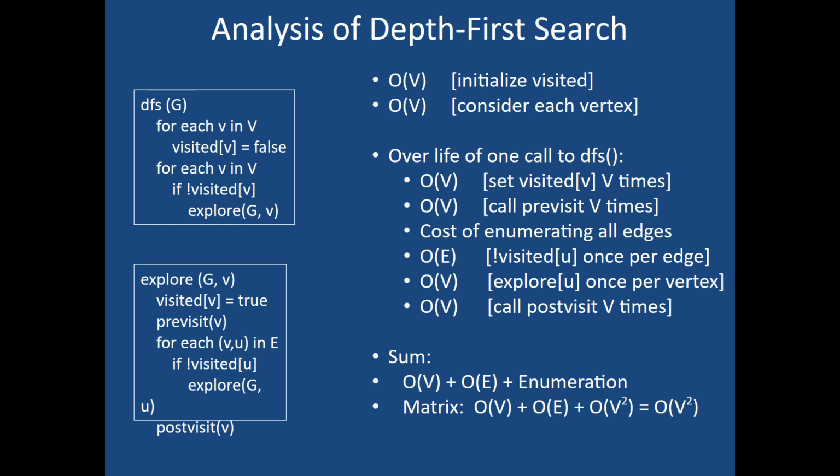Out of all the O of V's, there's six of them. That's just a leading constant. So we've got O of V plus O of V. How do we get this simplification? First of all, why does O of V go away? Yeah, V squared just dominates O of V. That's a lower term, so get rid of that. Where does the O of E go away, though? Yeah, E itself is O of V squared. E can't be bigger than V squared. So we just leave it as V squared. So on a matrix, the cost of depth first search is O of V squared.